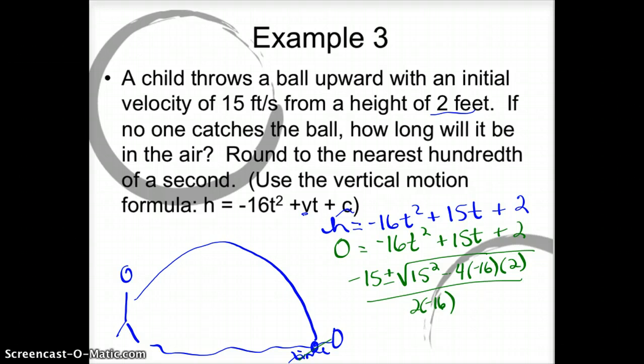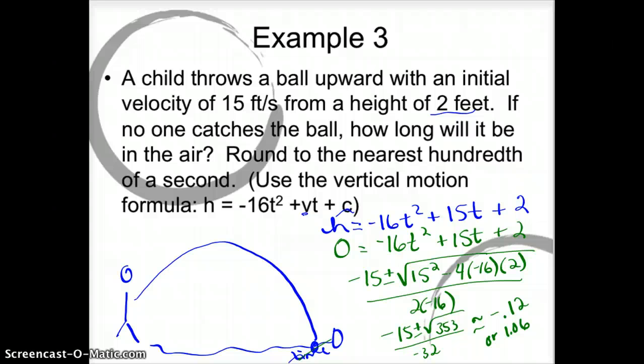Okay, so we're looking at that equation right there. I solved under there. I got 353 under the radical, and then I solved my two equations: negative 15 plus root 353 all over negative 32, that was negative 0.12. And then I also did negative 15 minus root 353 over negative 32, and I got 1.06. So the question is, how long will it be in the air?